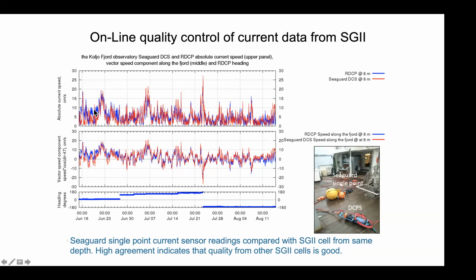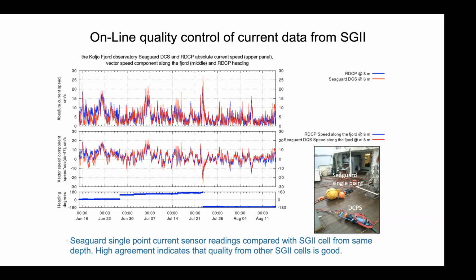So we can look here at the absolute current speed. The blue is from the acoustic profiler, 8 meters below surface. Red is from the same level with the single point sensor, and here we can see that they track well in terms of speed. Then if we look at vector speed along the fjord, which takes into account both direction and speed, we also see that they track well during this period here. Below here you can see how the instrument is rotating. This is the heading of the instrument.